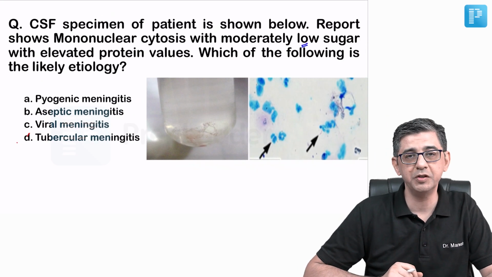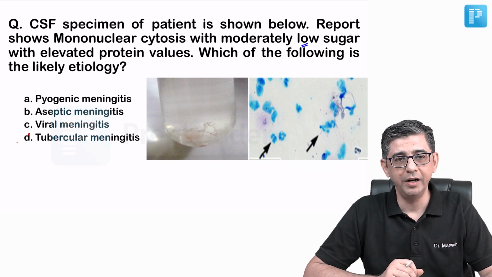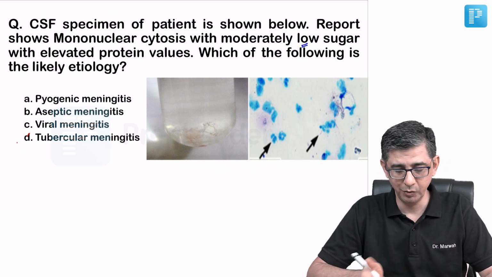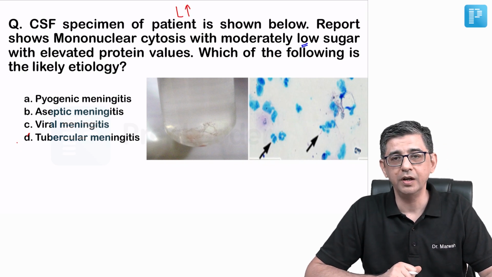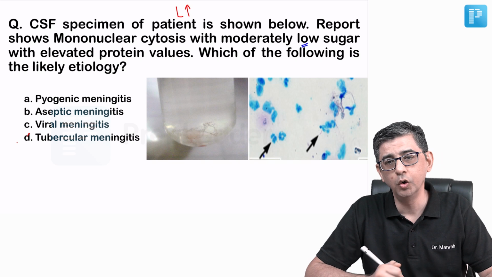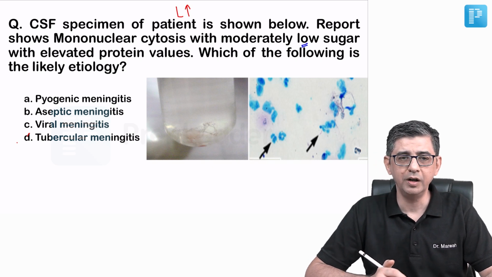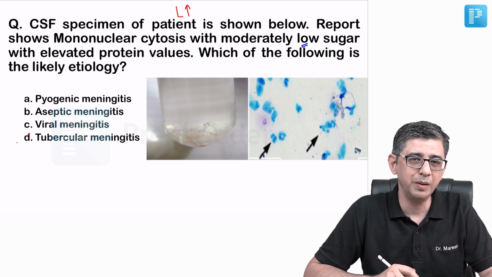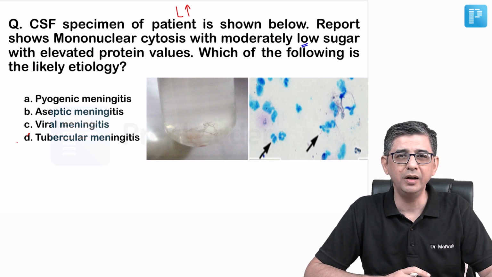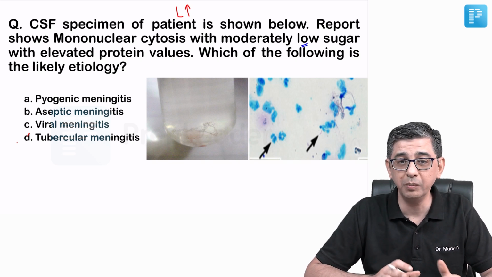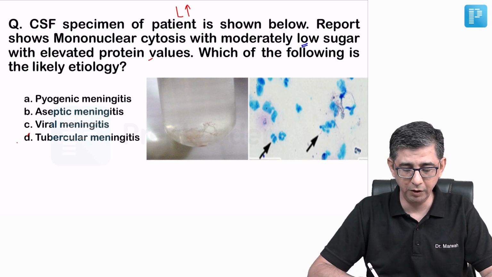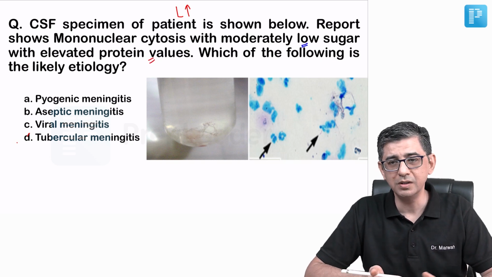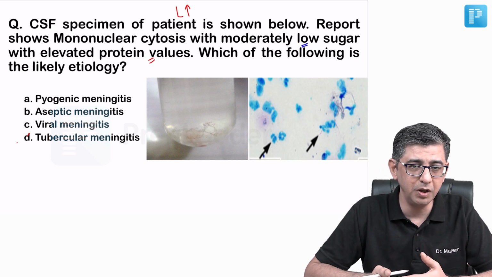It said a CSF specimen of the patient was shown and it showed mononuclear pleocytosis, which probably points towards increased lymphocytes. And then he says there is a moderately low sugar value. When it comes to pyogenic meningitis, most of the time the sugar values are dramatically reduced and most of the time can even become zero. So here he's talking about moderately low sugar with elevated protein values, which means that at least two options can be easily ruled out.